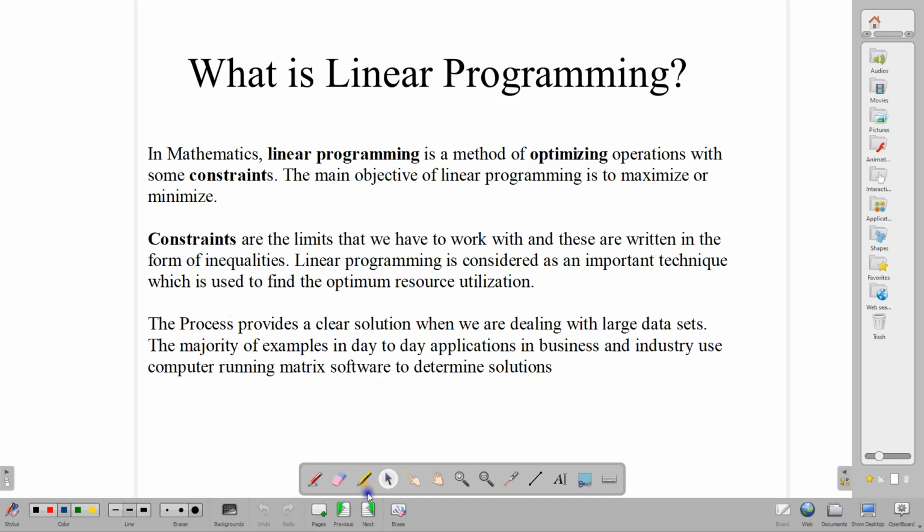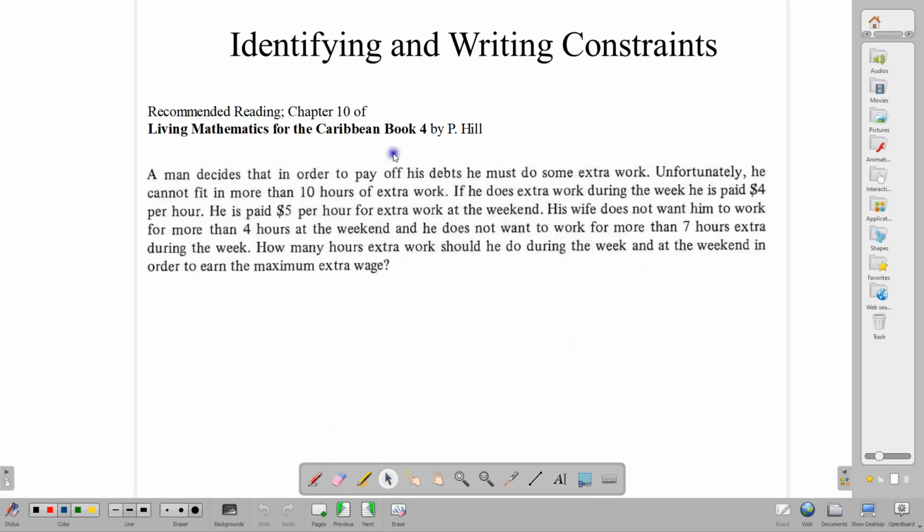Before we do that, if you can find this book, Living Mathematics for the Caribbean, Book 4 by P. Hill, it's an old book, but you might be able to find a copy in your school's library or somewhere. Not sure how it would work at this time, but if you could find a copy, it's a very good read, especially chapter 10 of that book. So I'm recommending it here, highly recommended.